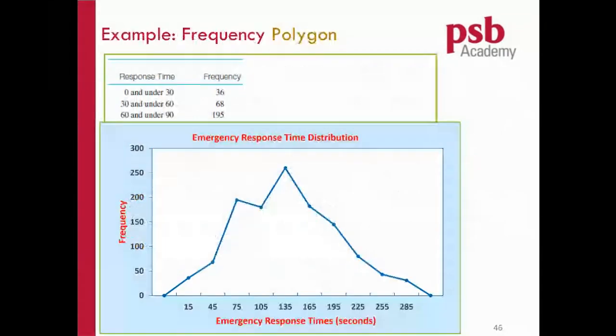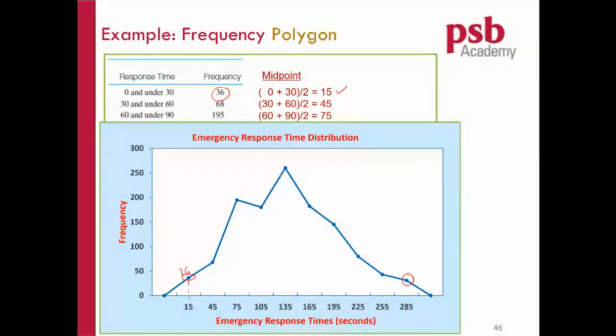Okay, so this is how you look at it. This is 36. The first number, 36, is above 15, the middle. So how you get the 15 is the midpoint: 0 plus 30 divided by 2. From the first one all the way to the last one, you're done with. But you notice that there are two extensions from the beginning and the end, right?